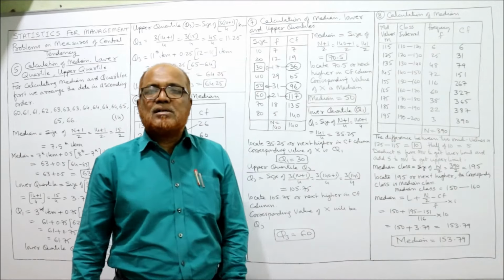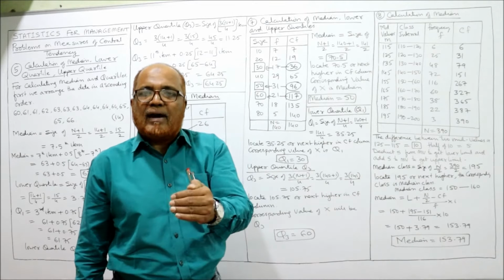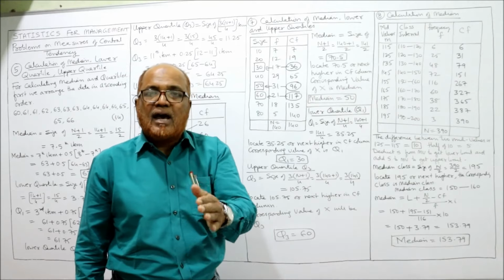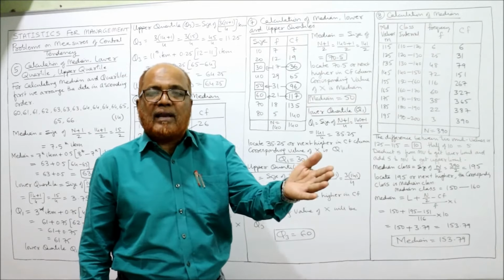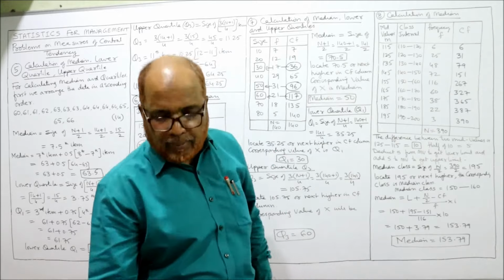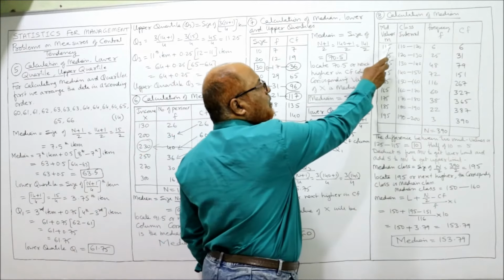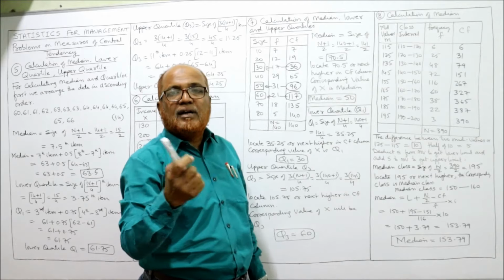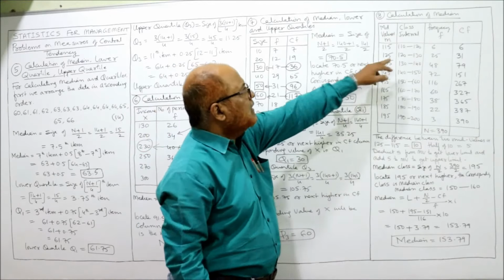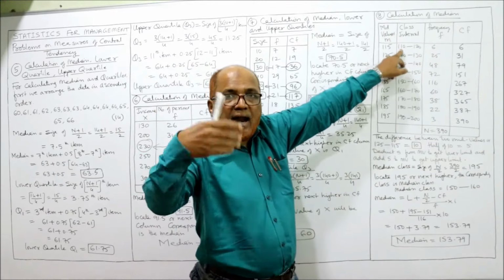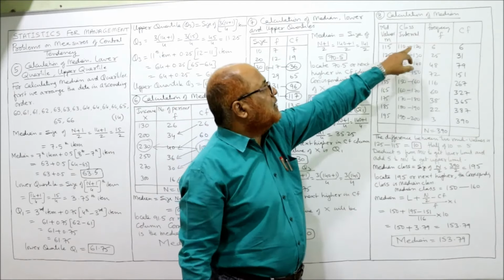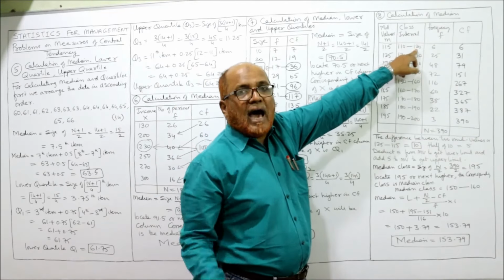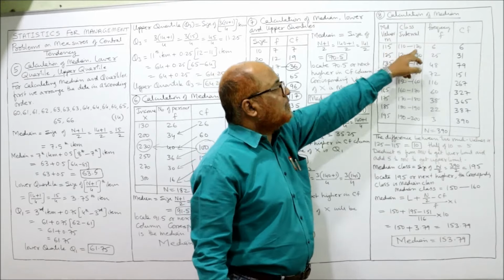Now what you have to do is, deduct 5 from mid value to get lower limit. Add 5 to mid value, you will get the upper limit. What is the mid value here? 115. So deduct 5 from 115, it will be 110. Add 5 to 115, you will get 120.